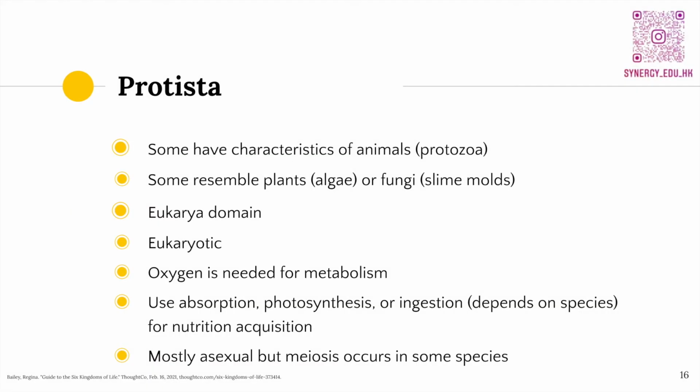Next, within the Protista kingdom, some organisms have characteristics of animals, making them protozoa, while others resemble plants like algae or fungi, which are slime molds. Protista belong to the eukarya domain, making them eukaryotic organisms, and oxygen is needed for metabolism. Protista may use absorption, photosynthesis, or ingestion, and it depends on their species. And in regards to their reproduction, it is mostly asexual, but in some species, meiosis does occur.